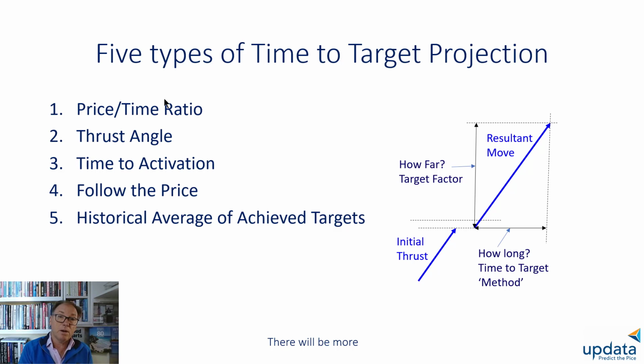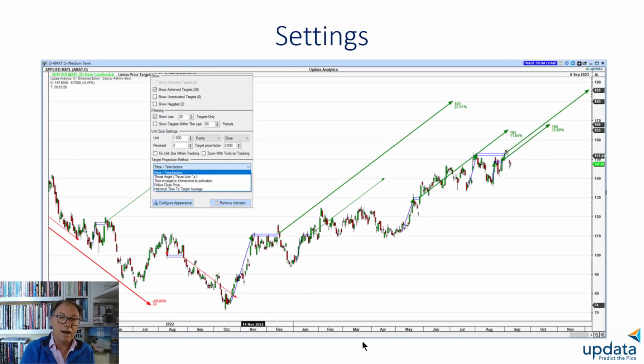So the price time ratio is the one that I use the most. It's the first one, and I'll explain all of these. The thrust angle, the time to activation, and following the price, and historical average of the targets achieved. And there will be more, but these are the 5 that we've started out with. And we're already getting users telling us, oh, what about this and what about that? And it's all valuable information that's going into the pot, and we're sharing that information. It's been a great feeling of community sharing all of this.